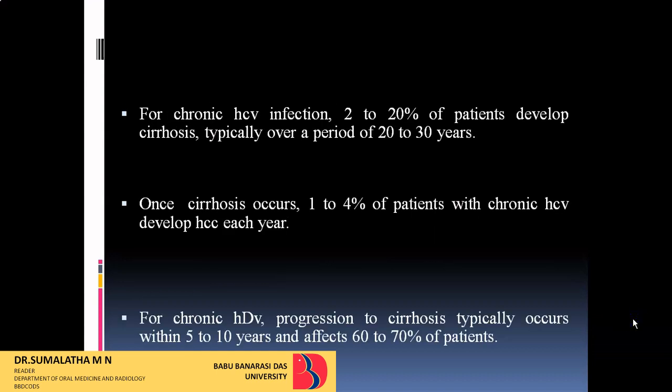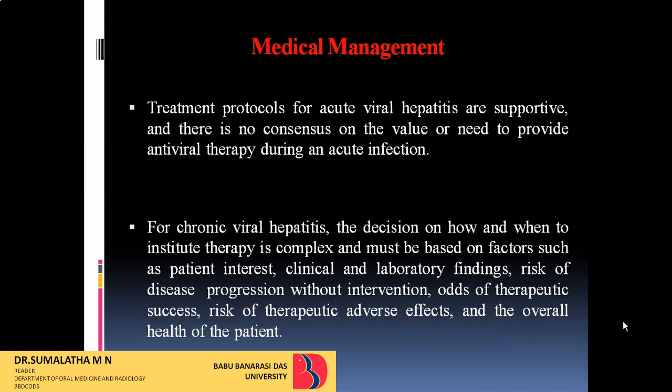For chronic hepatitis C infection, 20% of patients develop cirrhosis over a period of 20 to 30 years. Once cirrhosis occurs, only 1 to 4% of patients with chronic hepatitis C virus develop hepatocellular carcinoma each year. For chronic hepatitis D virus, the progression to cirrhosis typically occurs within 5 to 10 years and affects 60 to 70% of the patients.